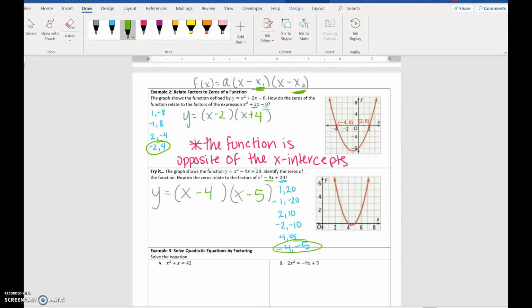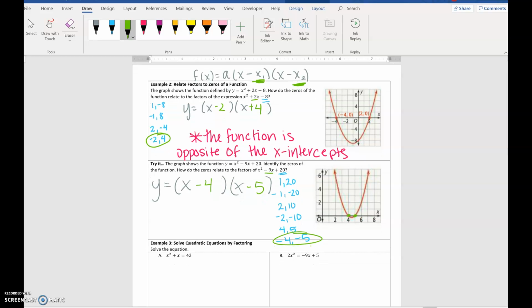Okay, so we found the multiples of 20 and what adds to negative 9. And to get a positive 20 in multiplication, we either need 2 positives or 2 negatives. But to get a negative 9 here, we needed 2 negatives, so negative 4 and negative 5 there. And then if we look at the graph, we could have also said, here's a positive 4 and a positive 5, so it's going to be negative 5 there and negative 4 there.